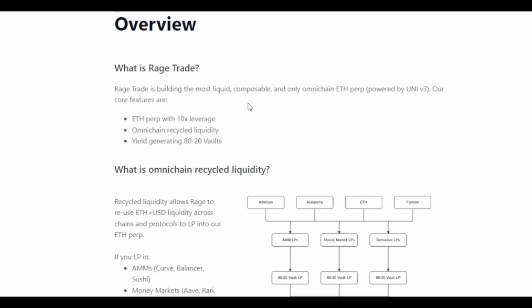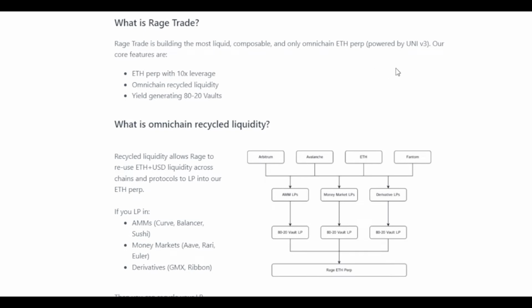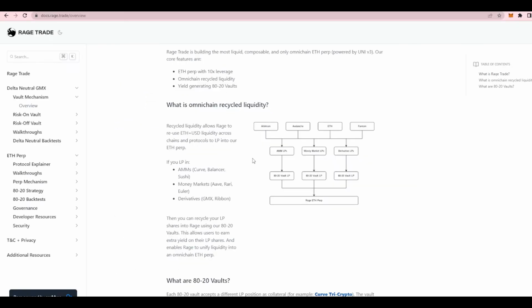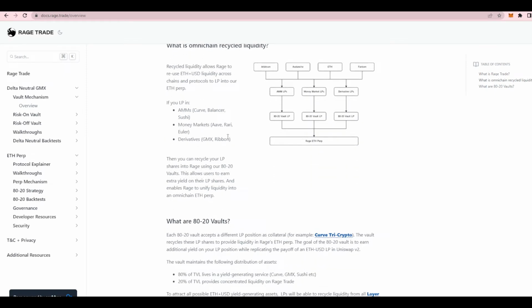So Rage Trade is looking to build the most liquid, composable, and only omni-chain ETH perp powered by Uniswap v3. So the core features are as follows. You'll be able to trade ETH perpetual futures with 10x leverage. They have omni-chain recycled liquidity and yield generating 80-20 vaults. So what is omni-chain recycled liquidity?